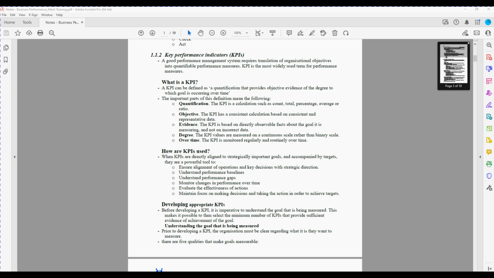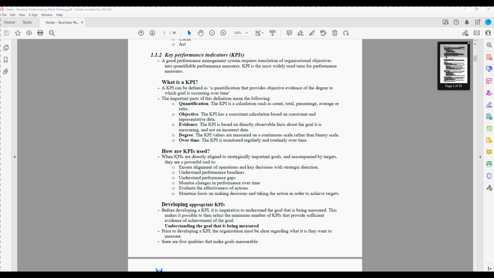Fourth, degree. So the KPI values are measured on a continuous scale rather than a binary scale. So is culture good? Yes or no? No, it's not like that. It's measurable, right? Is it 78%? Is it 40%? Is it 50%? Right? If it's just yes or no, which is binary, it's not really going to tell you how the business is performing.